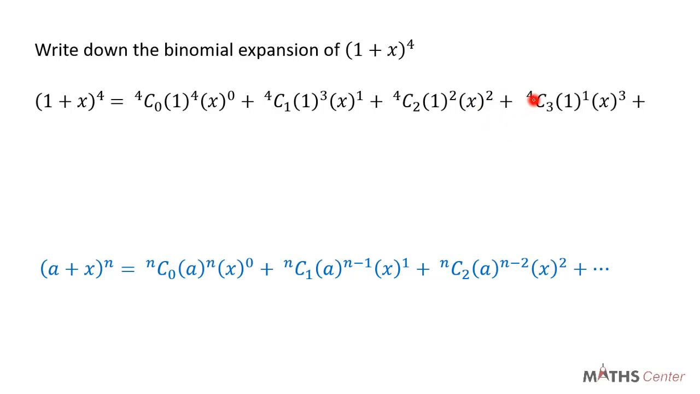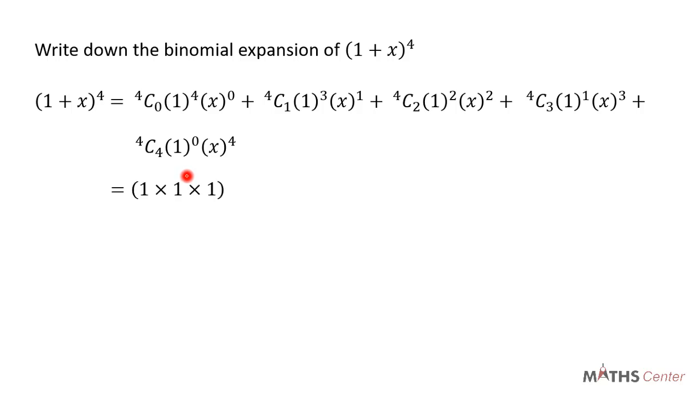The next one, we have 4 combination 3, 1 exponent 1, x exponent 3. So we move from 4 combination 2 to 4 combination 3. 1 squared becomes 1 exponent 1 because the 2 reduced by 1. Then x squared becomes x cubed because the 2 increased by 1. Then for the last term, 4 combination 4, the exponent on 1 will reduce by 1, so that will be 1 exponent 0. Then the exponent on x will increase by 1, so x exponent 4.